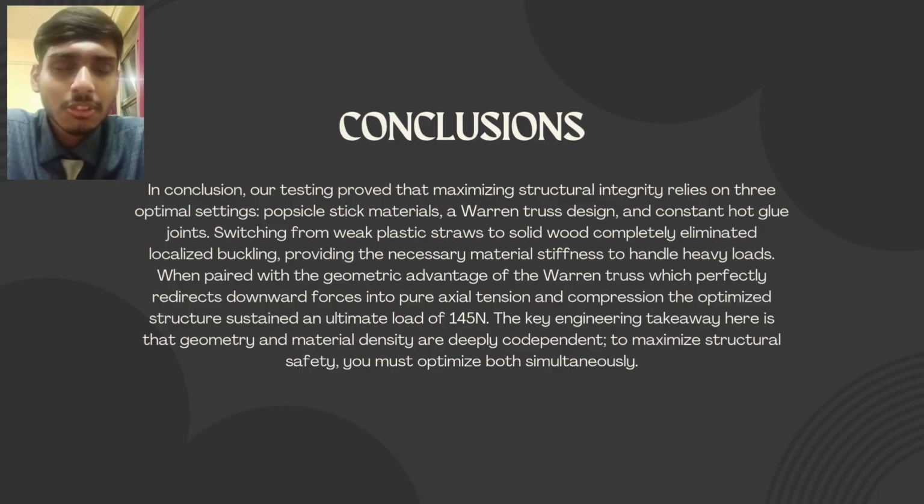Switching from weak plastic straw to popsicle stick completely eliminates localized buckling and provides structural material stiffness, and this perfectly redirects the downward force into pure axial tension and compression between the truss geometry itself. And finally, the popsicle stick with Warren truss holds around 145 Newton. This means that truss geometry and material rely on each other, which in statistical terms is codependent.